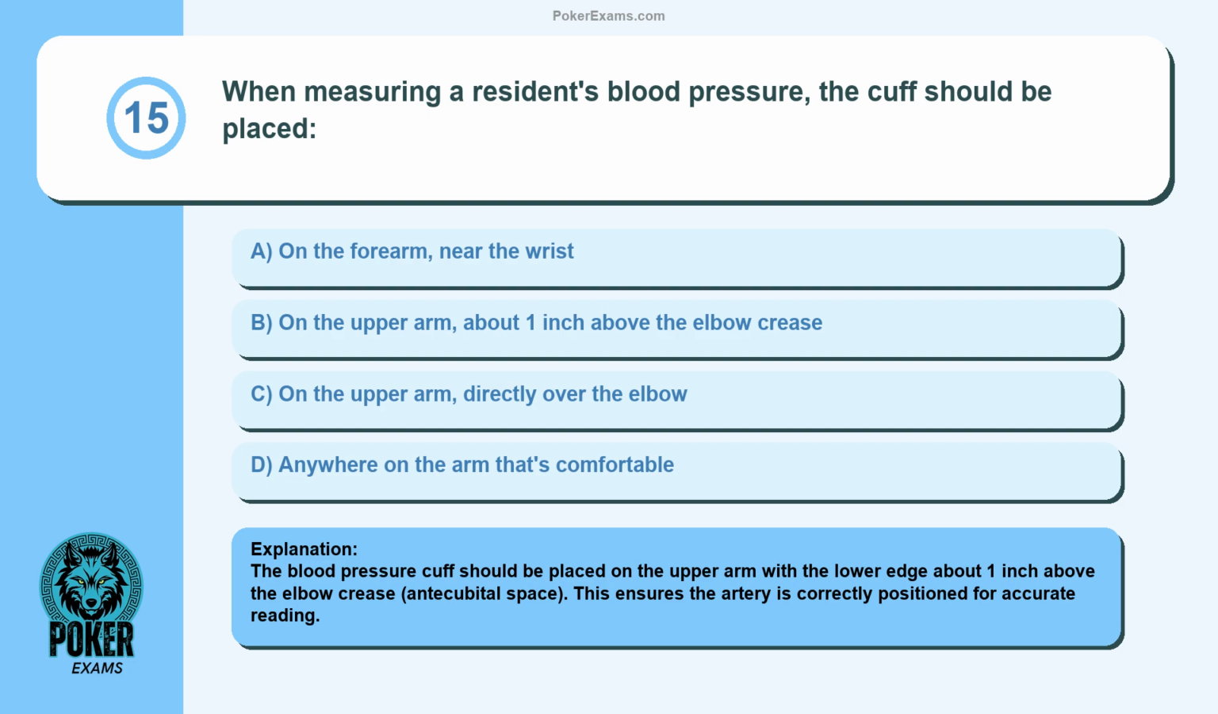The blood pressure cuff should be placed on the upper arm with the lower edge about 1 inch above the elbow crease, antecubital space. This ensures the artery is correctly positioned for accurate reading.